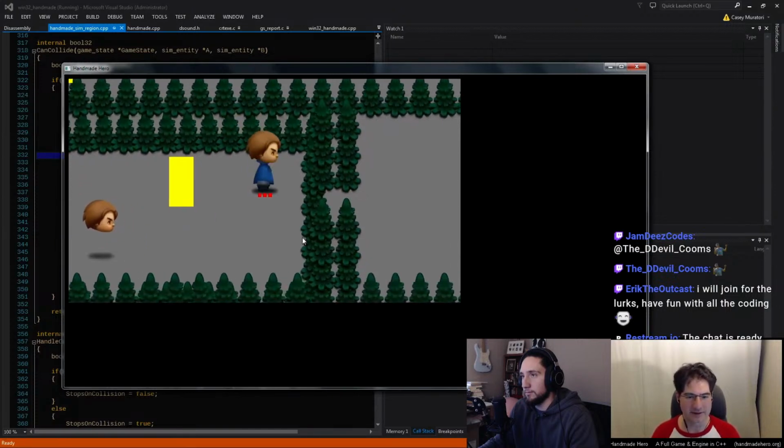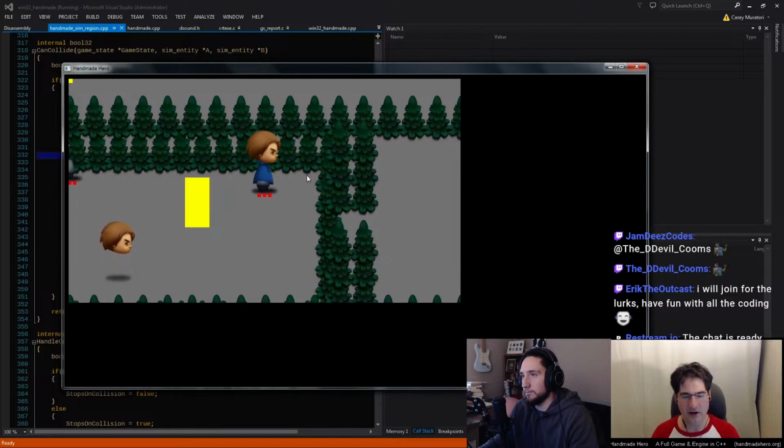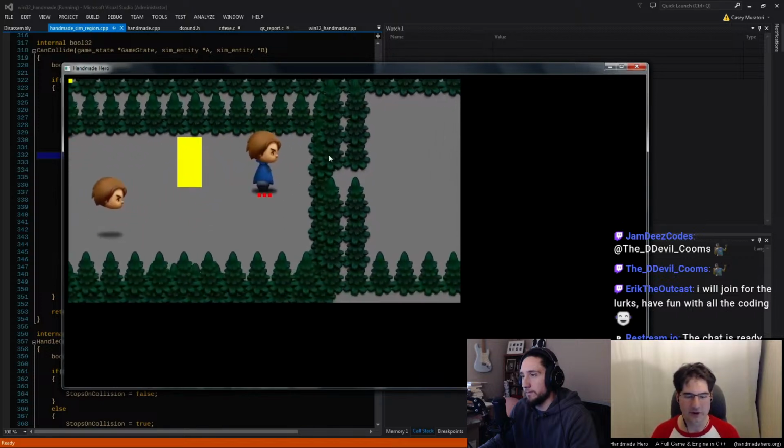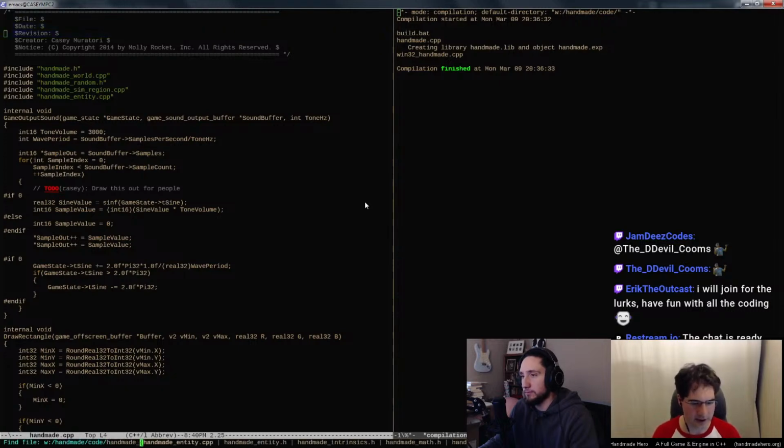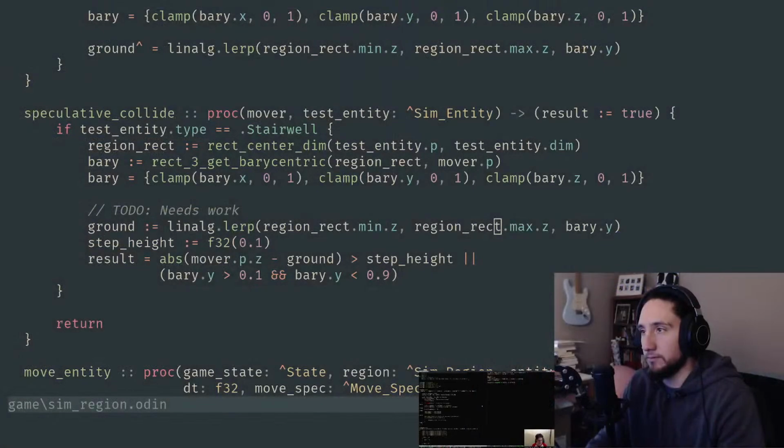The first thing I'm going to tackle, because it's the easiest one to do and very straightforward, is to get our collision detection working so that things are only colliding with you if they're in the same sort of Z neighborhood as you are. So if something's above or below you, it won't collide. So what I'd like to do is go in here to our handmade sim region.